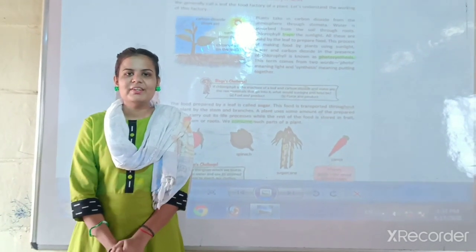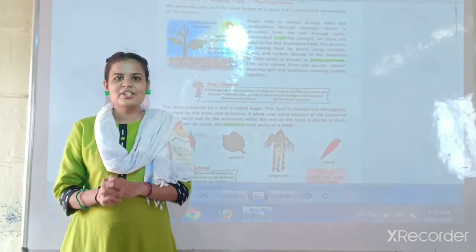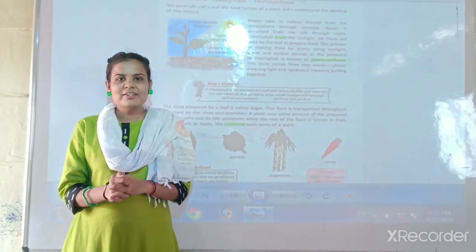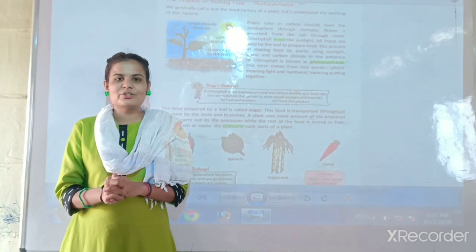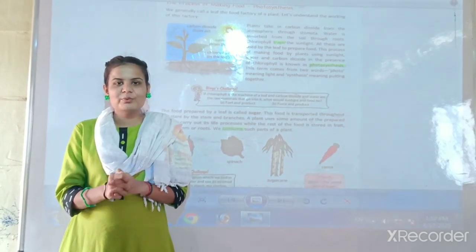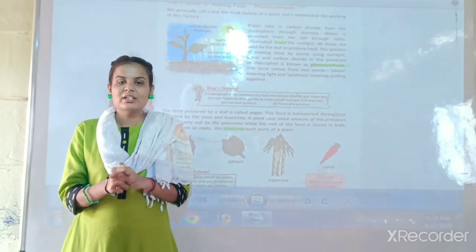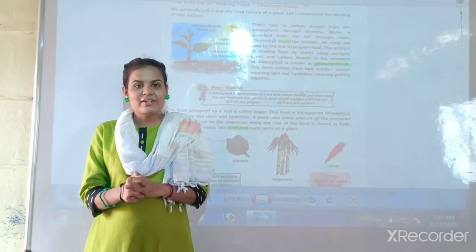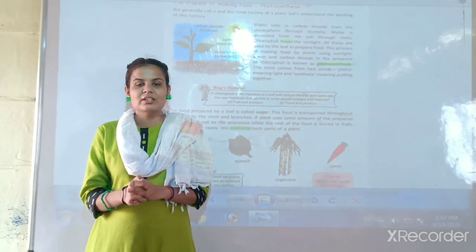Let's recall what we have learned today. Today we have learned the process of making food, that is photosynthesis. The process by which plants make their own food is what we call photosynthesis. The photosynthesis process is carried out with the help of carbon dioxide, water, chlorophyll and sunlight. Remember, without sunlight, plants cannot prepare their own food.